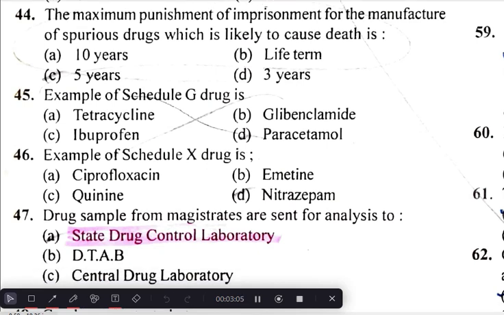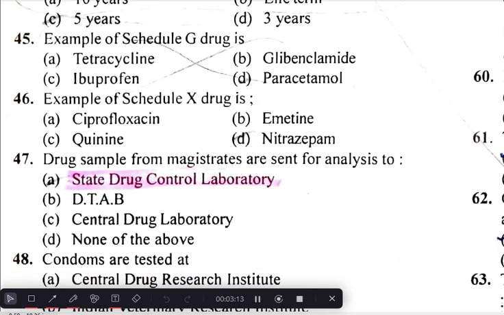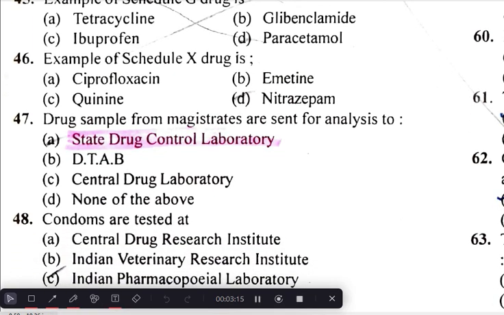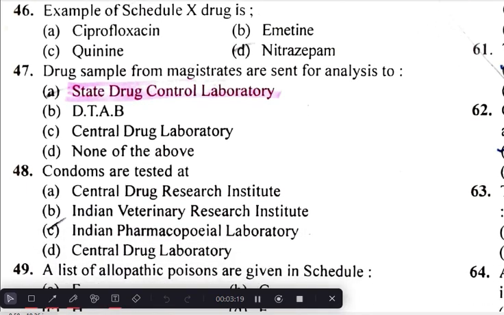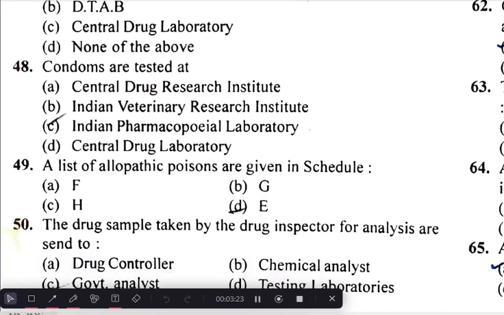An example of Schedule X drugs is nitrazepam. Drug samples from magistrates are sent for analysis to the State Drug Control Authority laboratory. Condoms are tested at the Indian Pharmacopoeia Laboratory. A list of allopathic poisons is given in Schedule E.